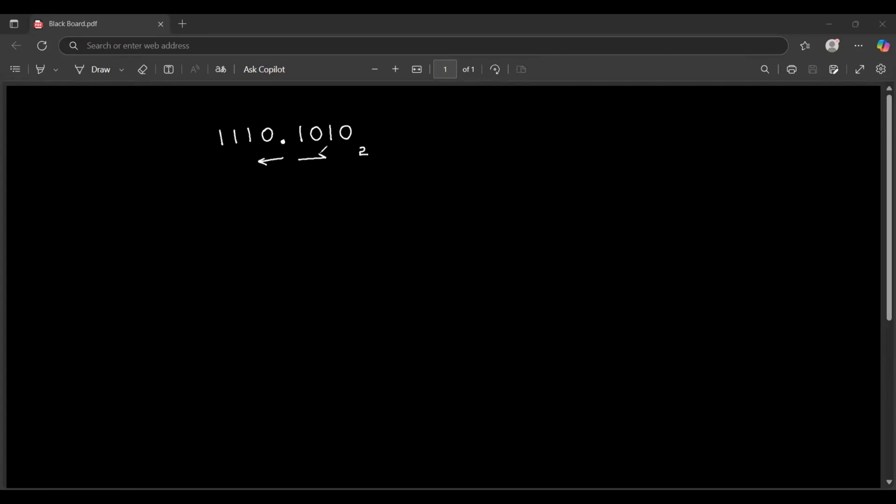After the decimal point, we go in this direction. That's all you have to do. Okay, I'll put a 1 here. You have to go in this direction. So here, you group from the right to left direction. Here you will group from the left to right direction.